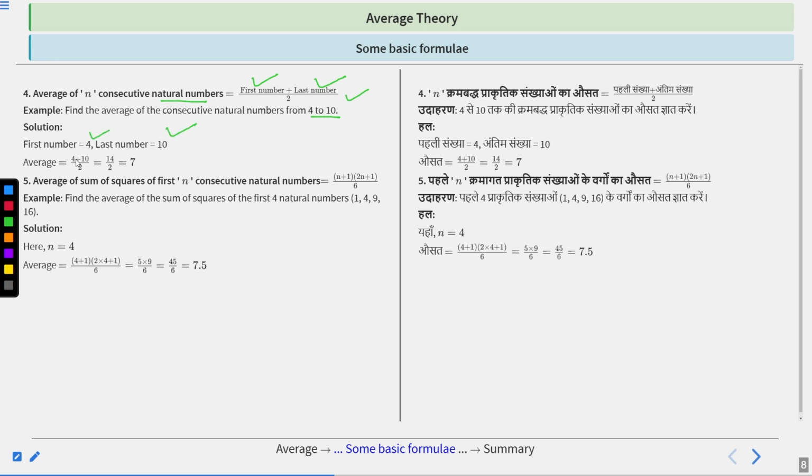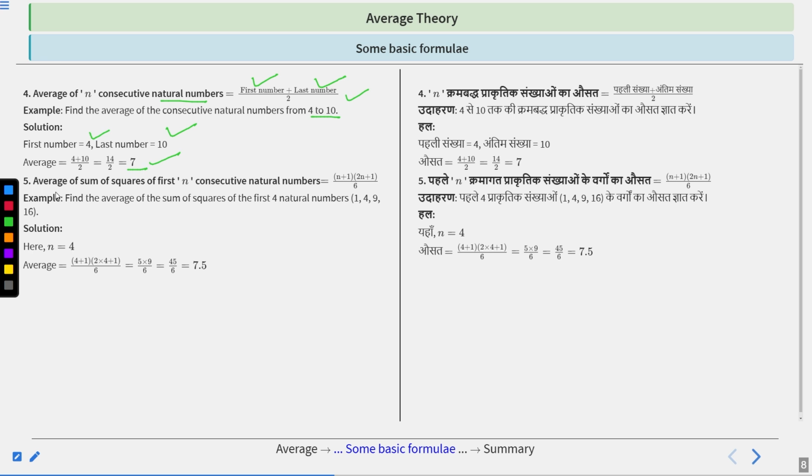So the average becomes (4 + 10) / 2, which is 14 / 2, which becomes 7. So if we add up 4, 6, 8, 10, clear? And there are 5 numbers, the last number is 10. So when we add up and divide by the total terms, we get the result 7.